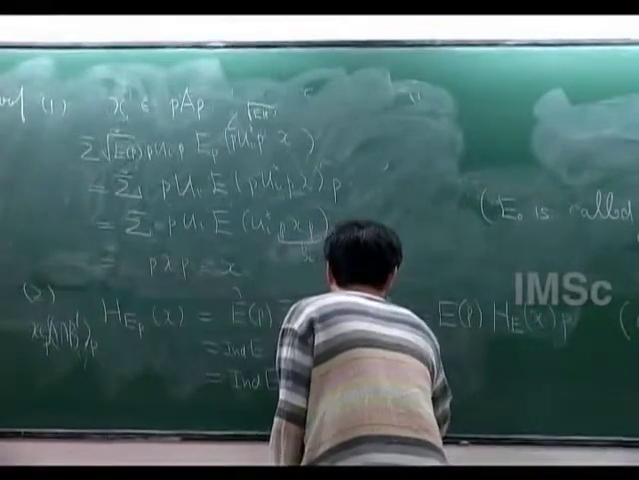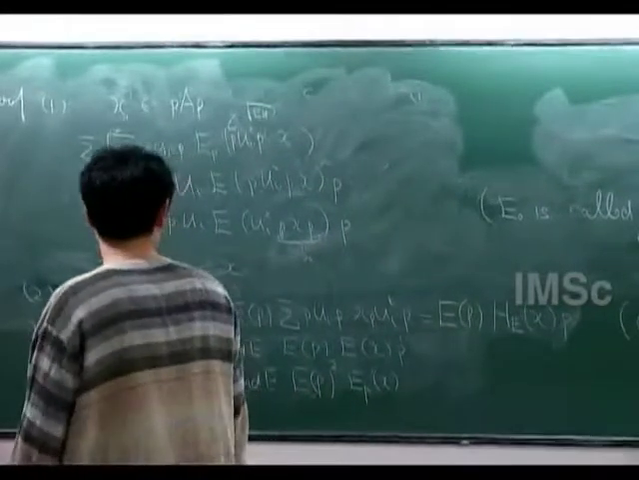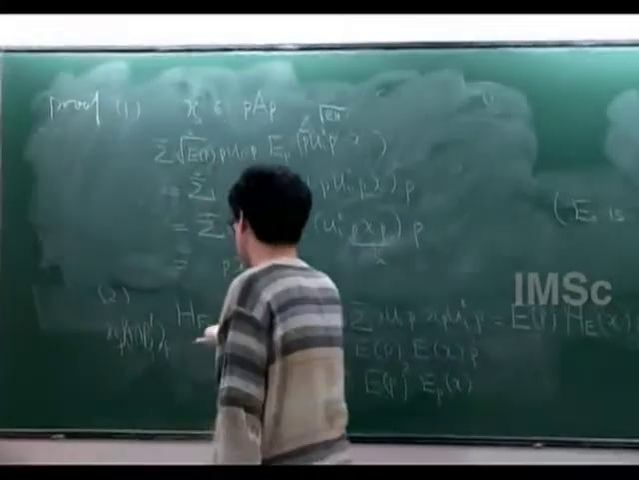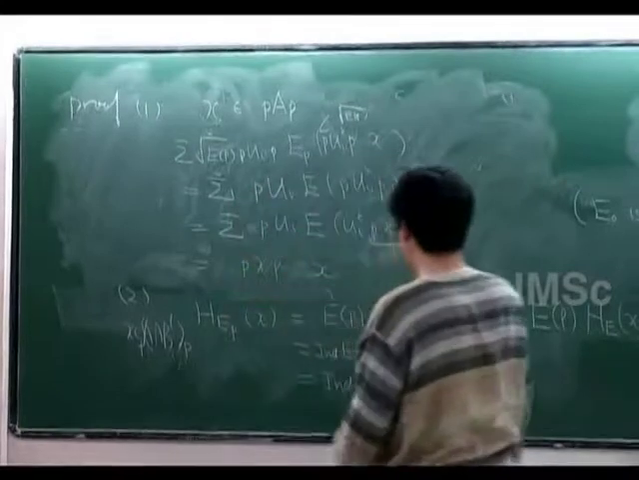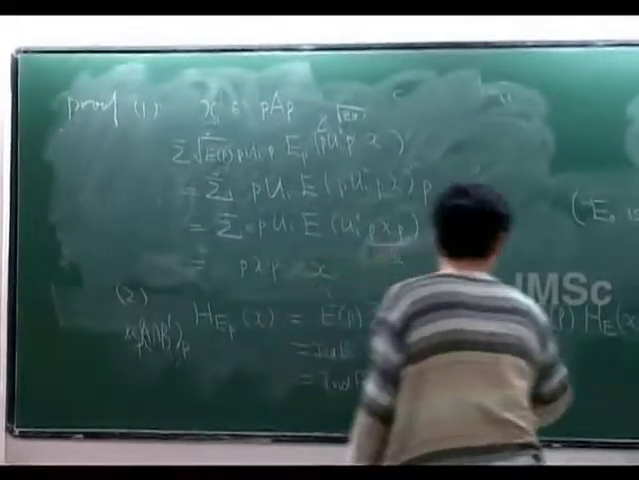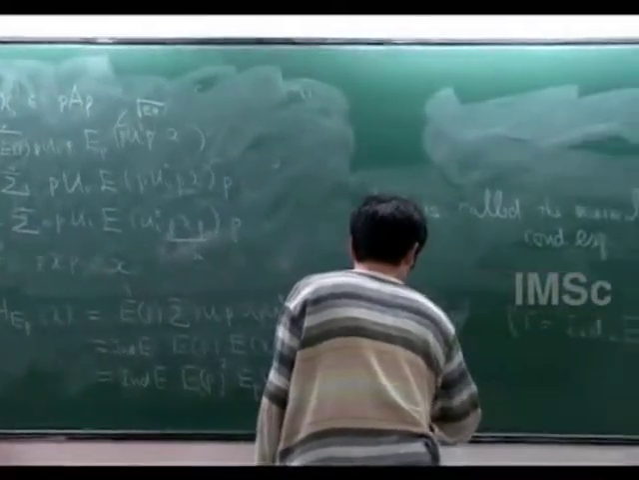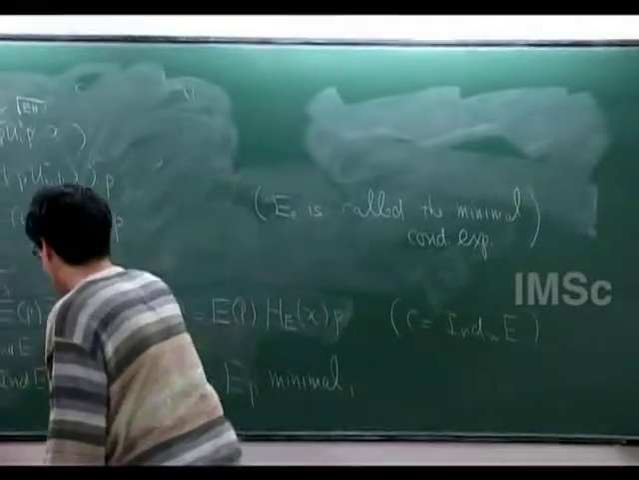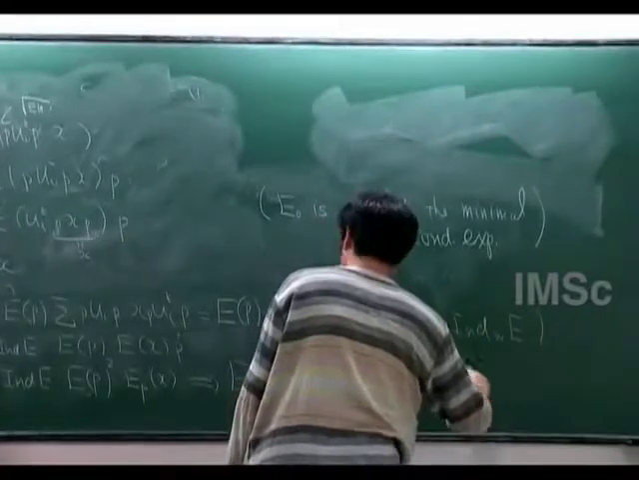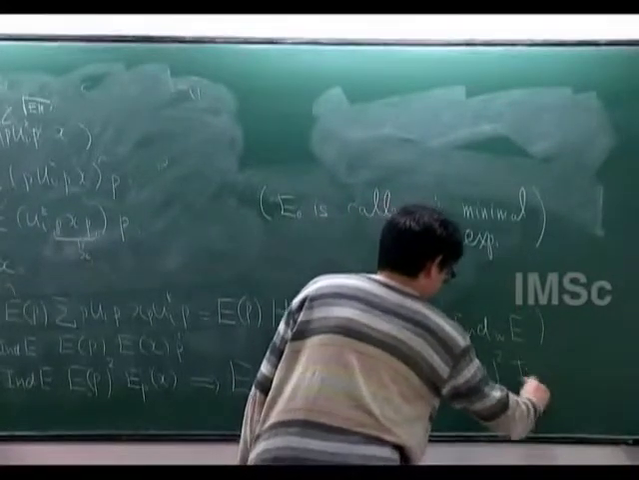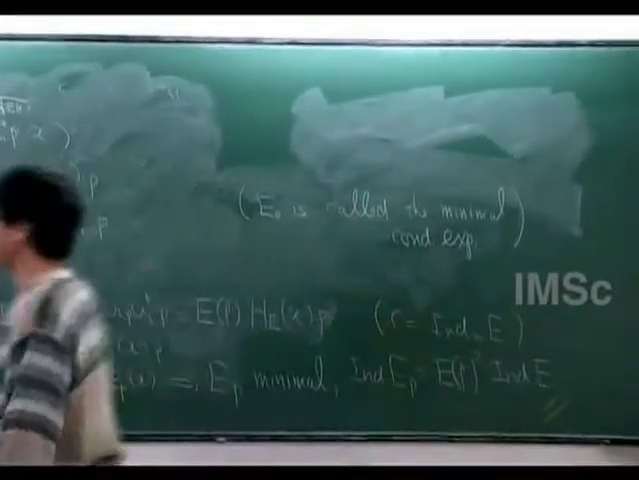EP square is sub PX, right? So this means that HEP is proportional to the restriction of EP to the relative commutant. And the scalar term is this. So this implies that EP is minimal. And the index, this scalar term is index. So index of EP is EP square index times EP, index of E. Right.